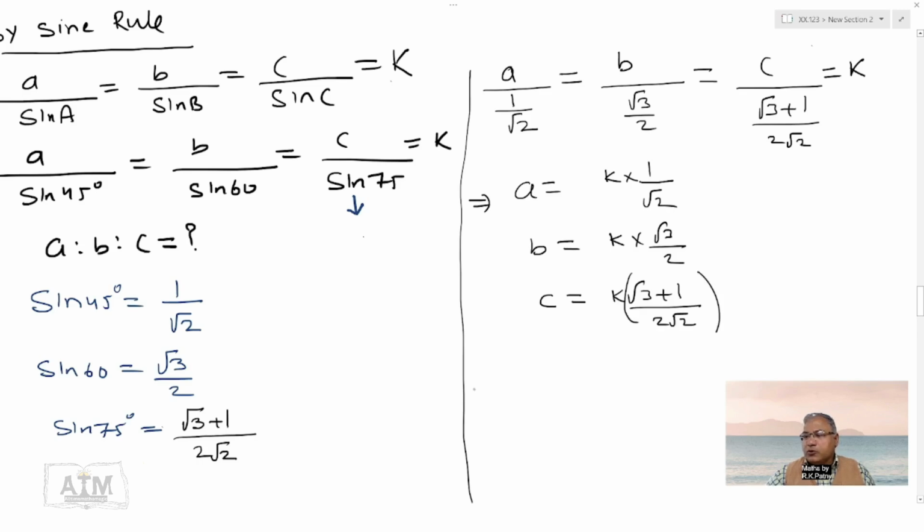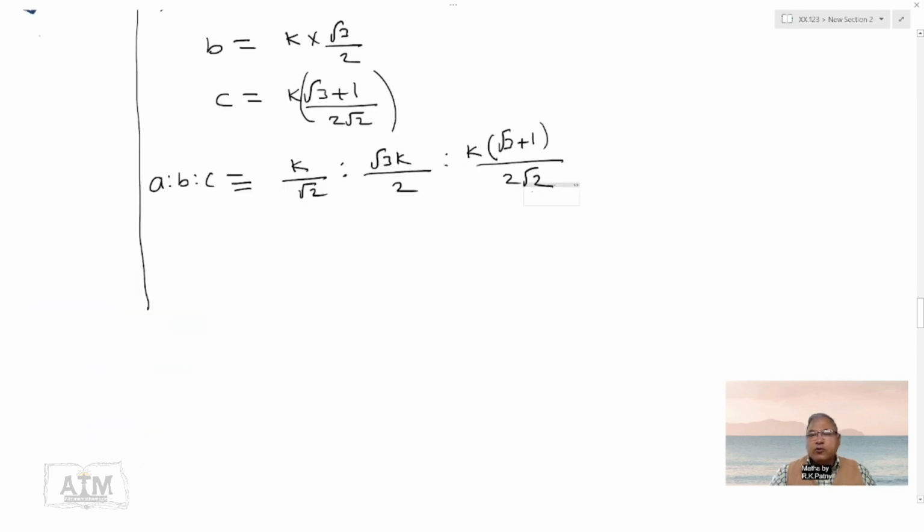Since we need to find the ratio of a, b, c, a is to b is to c equals k upon root 2 is to root 3 k upon 2 is to k into root 3 plus 1 upon 2 root 2. We need to find the ratio, so there should be some cancellation. For that, we equalize the denominators.